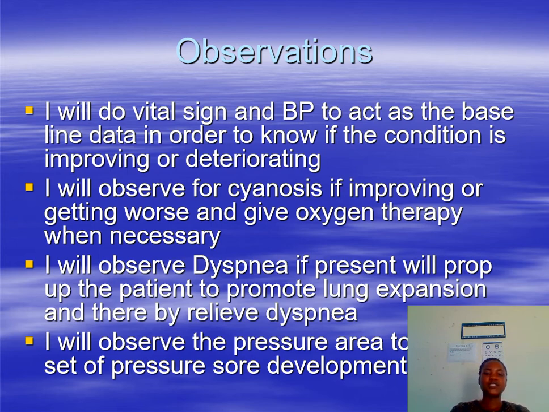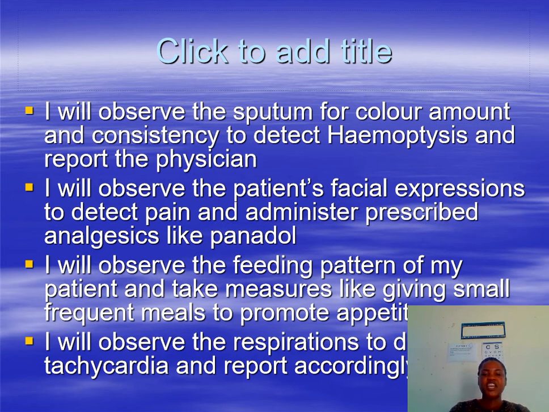Also, since this patient has difficulties in breathing, you are going to observe dyspnea if present and ensure that the patient is propped up to promote lung expansion, thereby relieving dyspnea. Also, you're going to observe the pressure area to detect onset of pressure sore development. Still on observation, you're also going to observe the sputum for color, amount, and consistency to detect hemoptysis. Since we said in the signs and symptoms that the patient may have hemoptysis, and this must be reported to the physician.